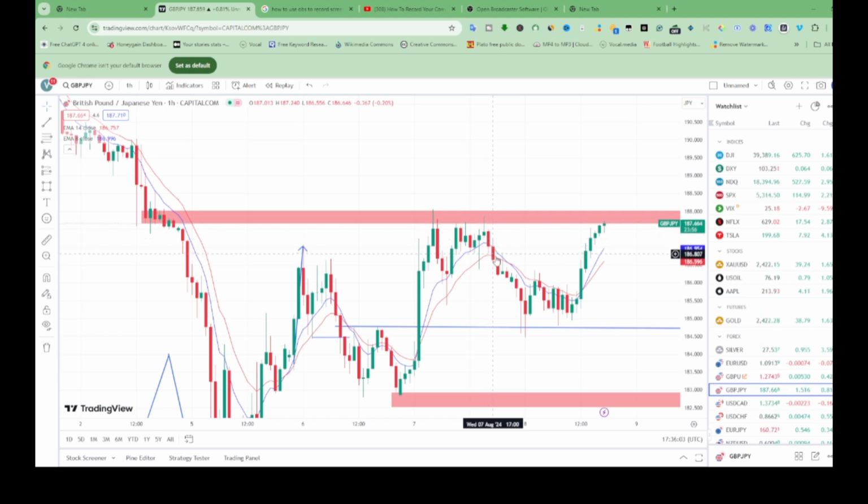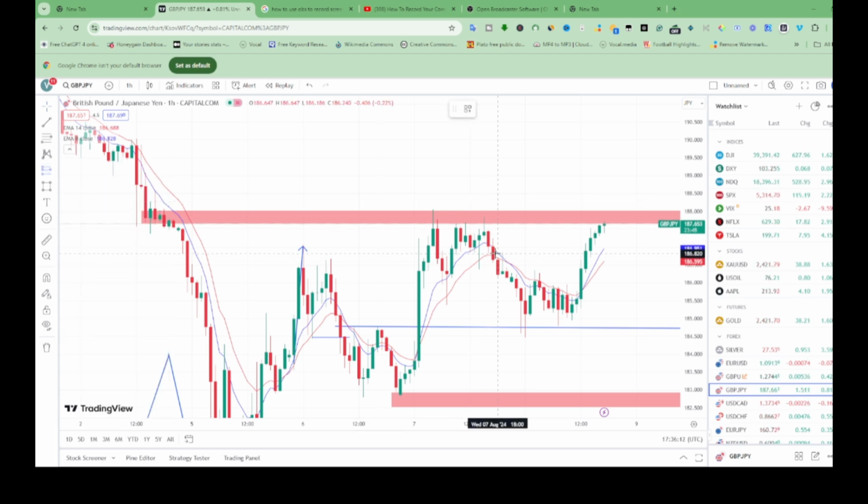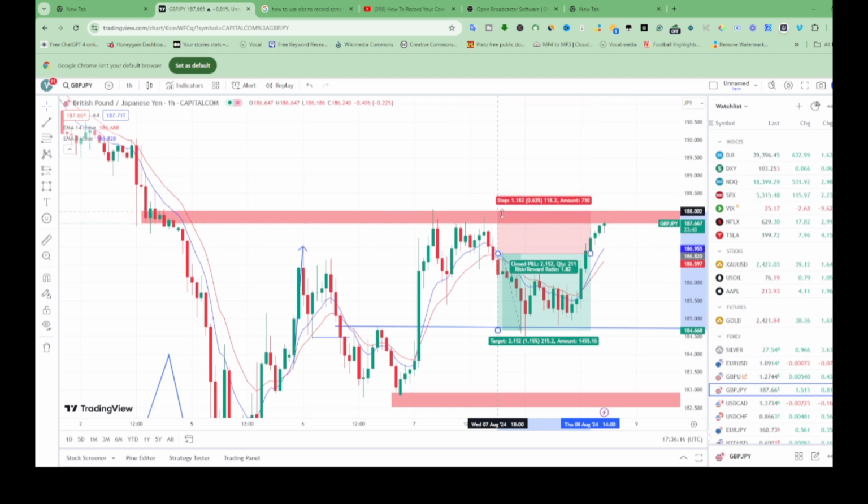You enter for a short position. Sell is a short position, call it a short position. You take it from here. You put your stop loss above or in between this key level, or above it. And you can see your take profit around here.